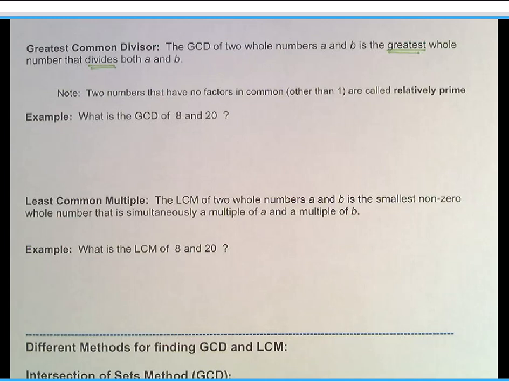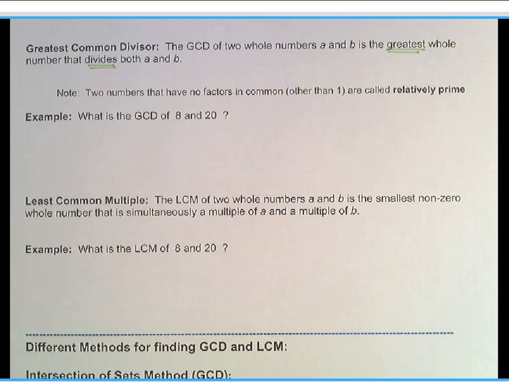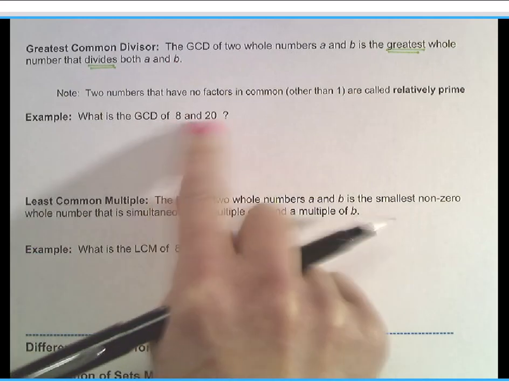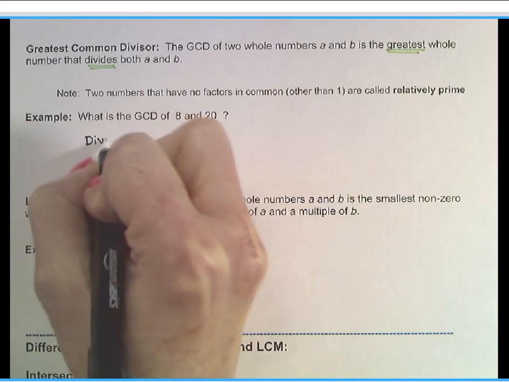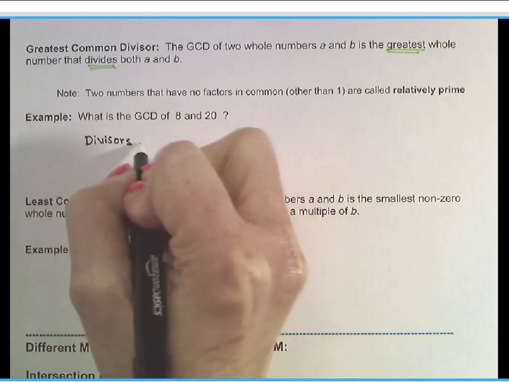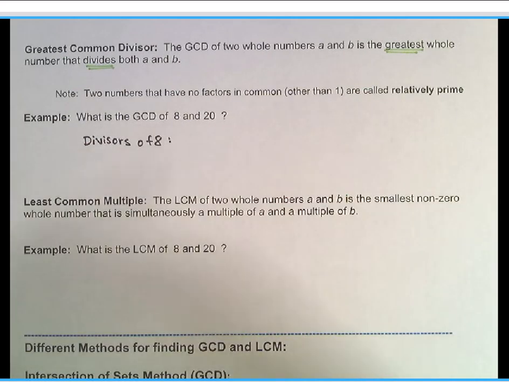Okay, so let's see if we can find the GCD of 8 and 20. Well, I guess we need to think about what numbers divide into 8 and what numbers divide into 20, and can we find the one that's the biggest? And a lot of times you can do this in your head. You can just sort of think about the biggest number that'll divide into both of those. But if we want to look at the divisors or the factors of 8, let's think about what are the numbers that multiply to be 8.